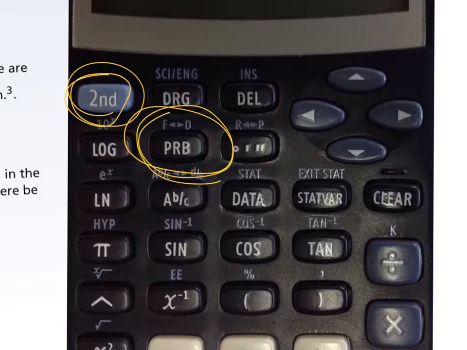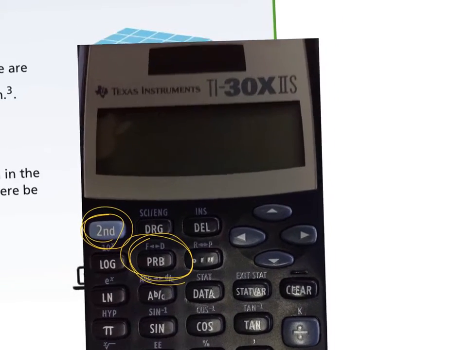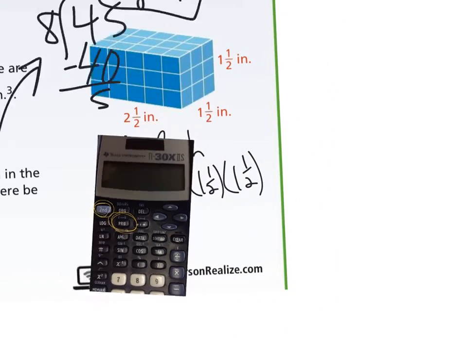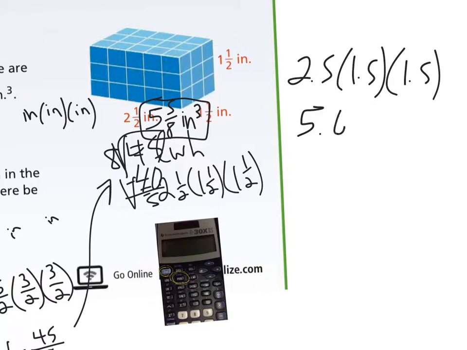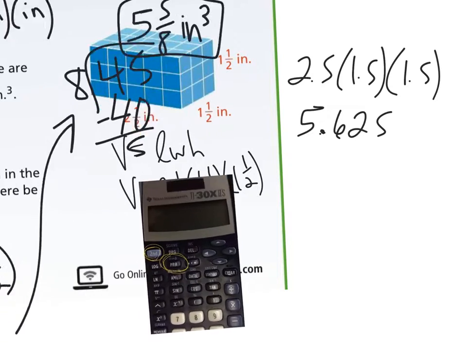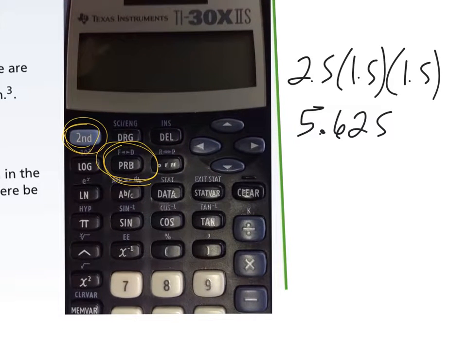That's standing for fraction to decimal. Okay, so if you were doing this problem, again, you could do 2.5 times 1.5 times 1.5 if you were allowed to use a calculator. And you would get 5.625, 5 and 625 thousandths. If they don't want you to give a decimal answer, that's where you could use that function on your calculator.